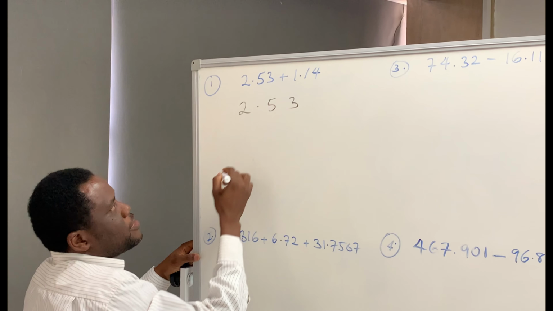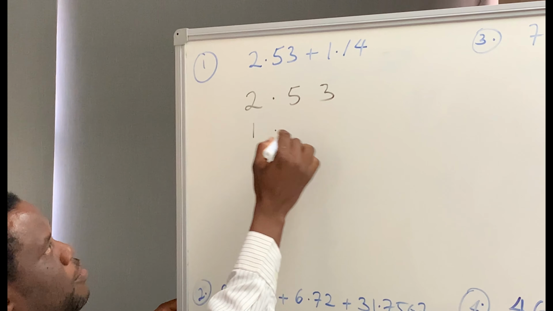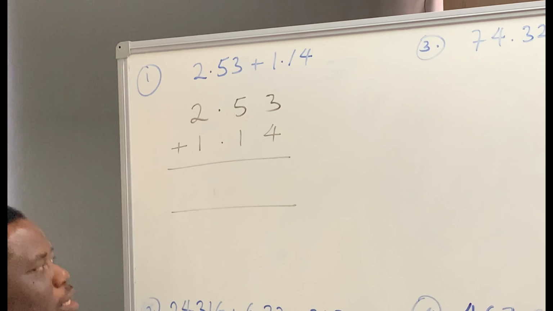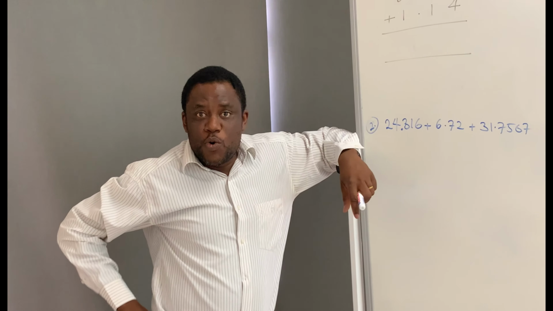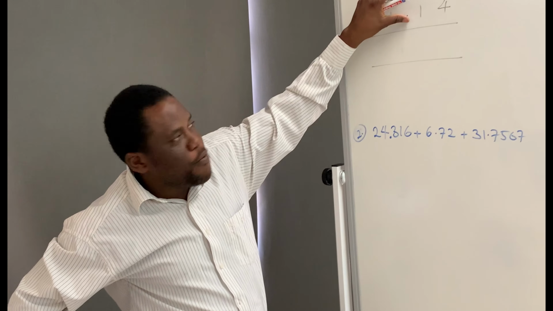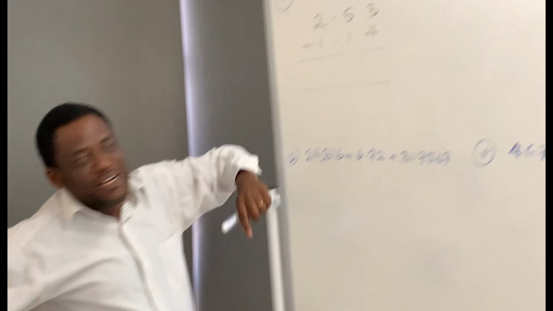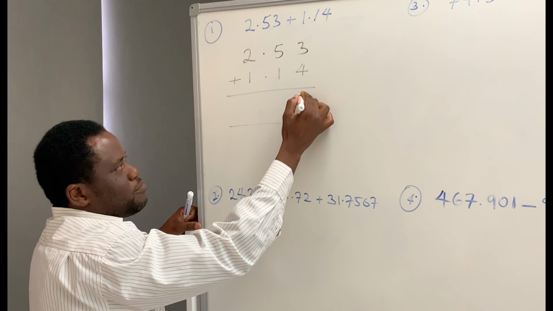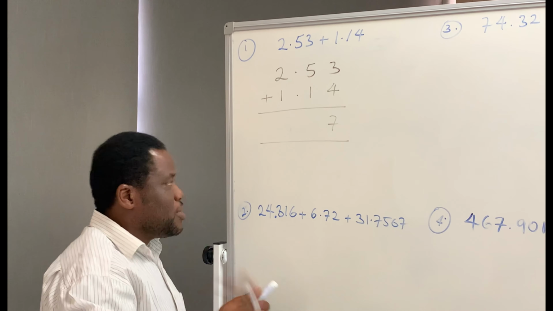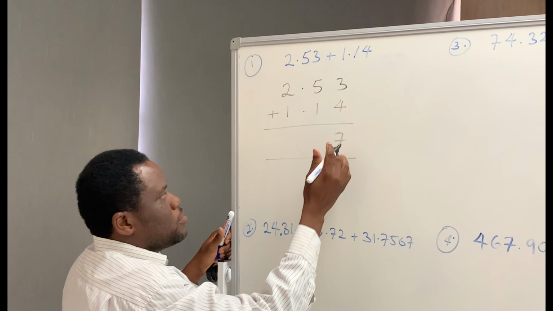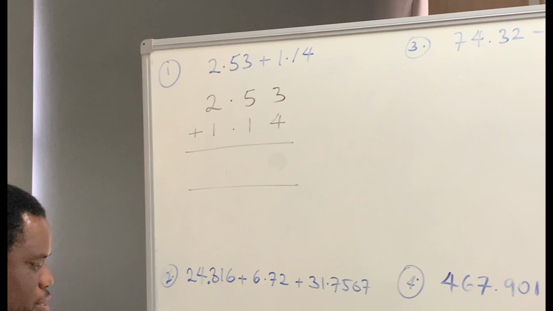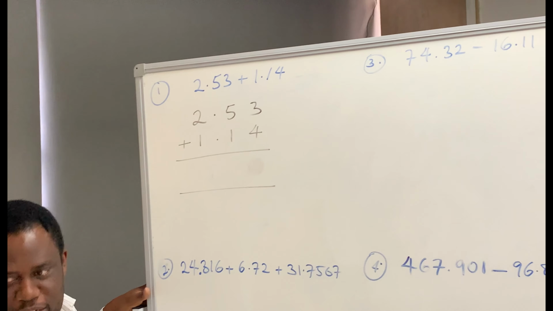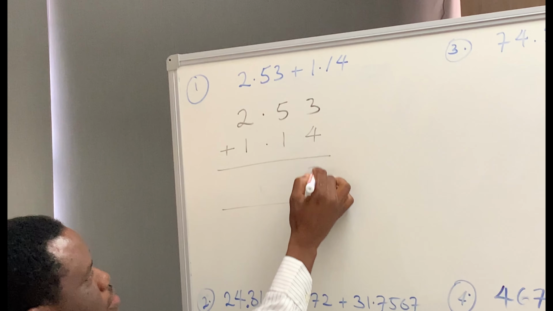2.53. The second one is 1.14. We have to add these, just like what we did with whole numbers. The only difference is the point in that place. So it's very easy, right? 3 plus 4 gives us 7. At this level, we don't use a calculator. A calculator is very easy, but we want to use our brain. So this is 7.